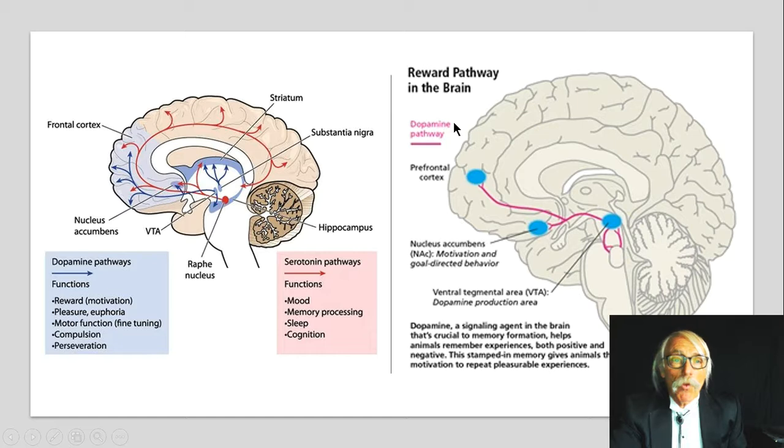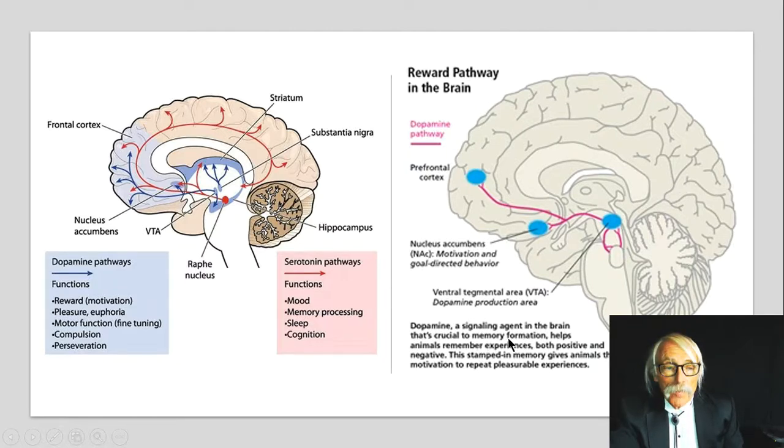So again, here's the reward pathway, the dopaminergic pathway: the prefrontal cortex. The nucleus accumbens here is where you get motivation and goal-directed behavior. That's all a positive thing in the brain. Here's the ventral tegmental area I just talked about. That's where dopamine is actually synthesized. Remember, that's just a catecholamine. So dopamine is a signaling agent in the brain.